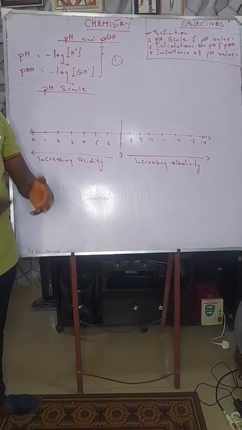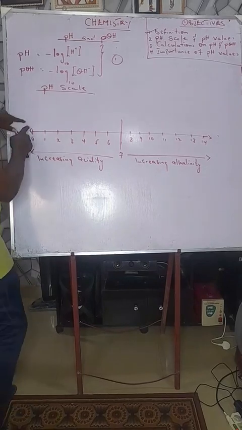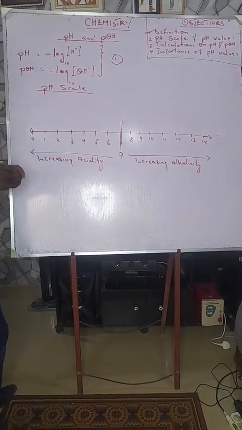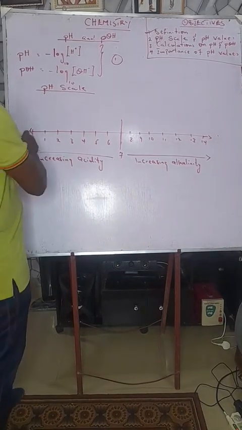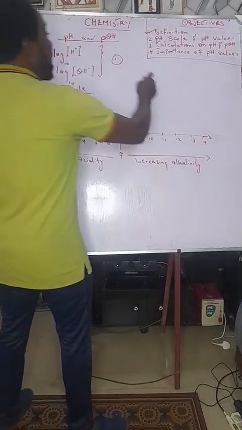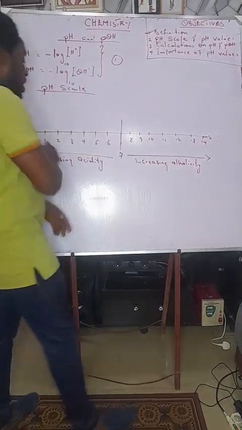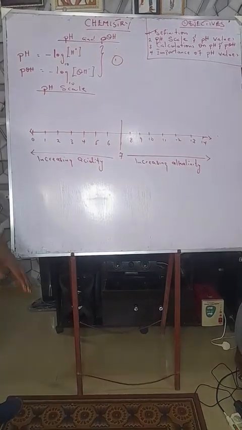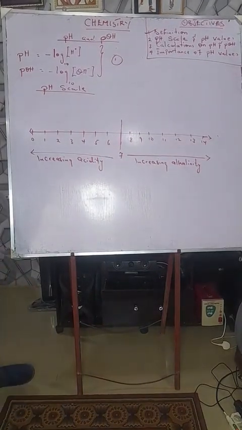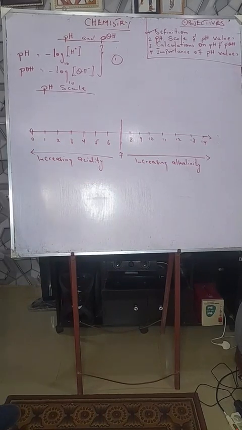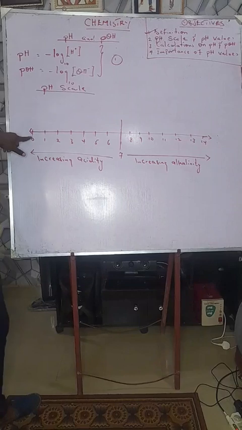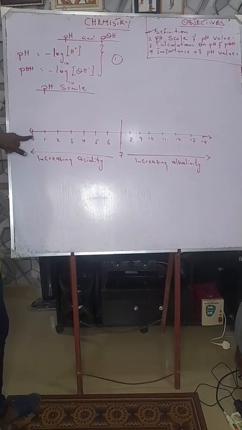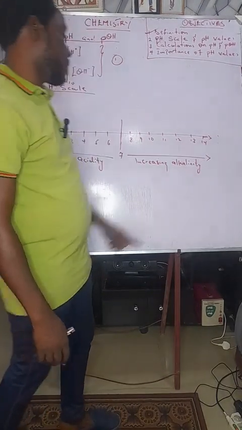What did I say that you did not understand by saying a pH scale ranges? It has pH values that range from 0 to 14. Do you understand that simple statement? It has pH values that range from 0 to 14.